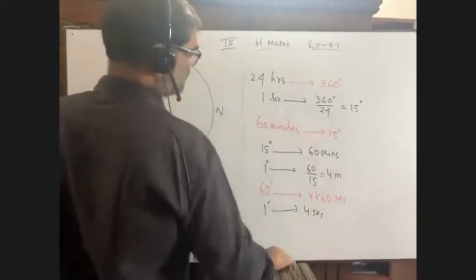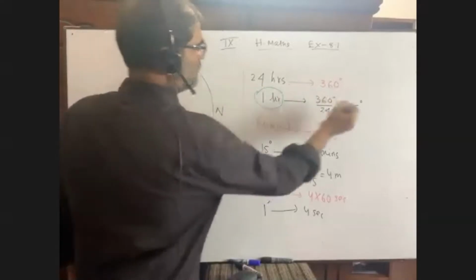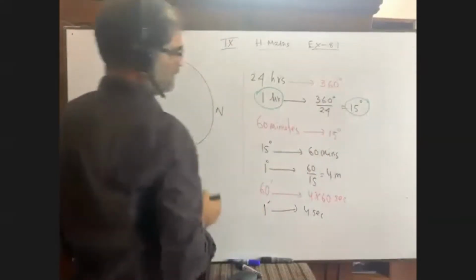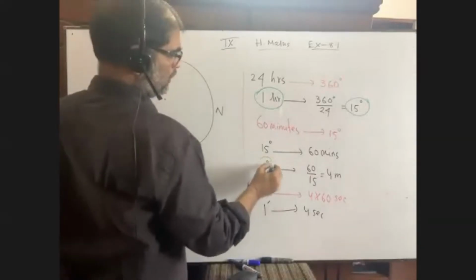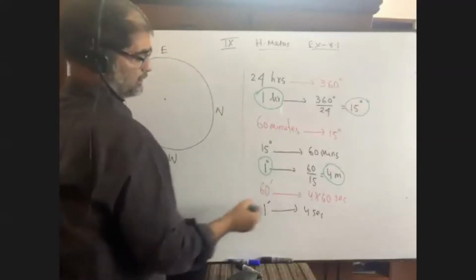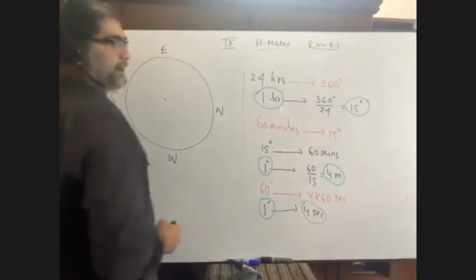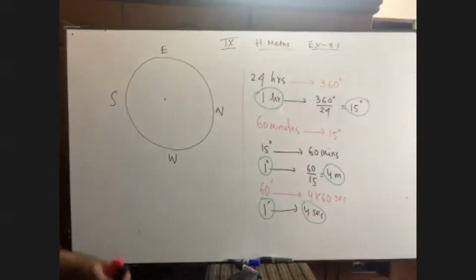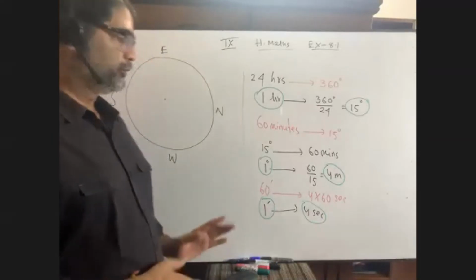So we have got some formula. 1 hour, 15 degree. 1 degree, 4 minutes. 1 minute, 4 seconds. These three must be known to you.